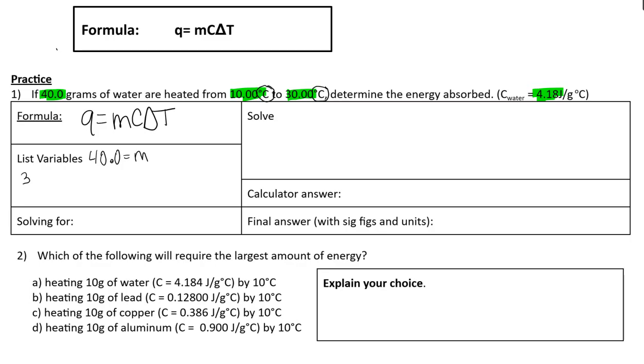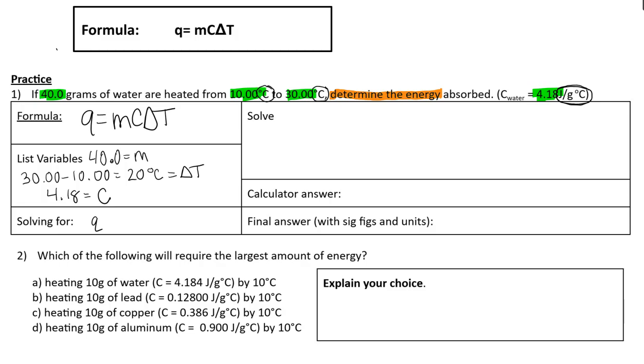We're always going to do the bigger one first so that we don't get a negative number. If you get a negative number, just drop the negative sign. So 30 minus 10 equals 20. Because I have degrees Celsius on that number, that must be my change in temperature. Over here, I see this really big unit, joules per gram degrees Celsius. That tells me that the 4.18 must be my C, specific heat. Now, if I look back at my formula, the only thing that I don't have is the Q. And if I double check the question, it says determine the energy. So I must be solving for Q.